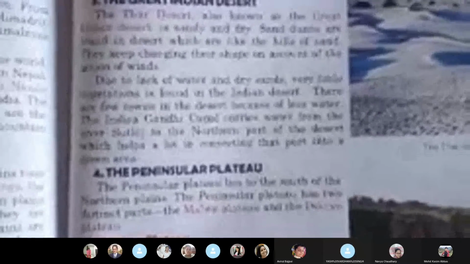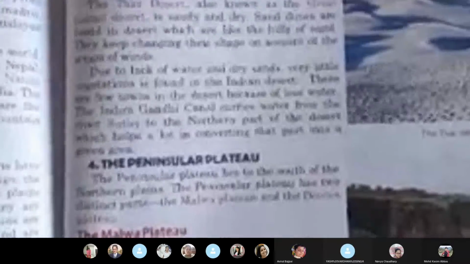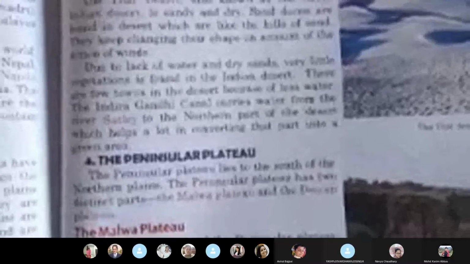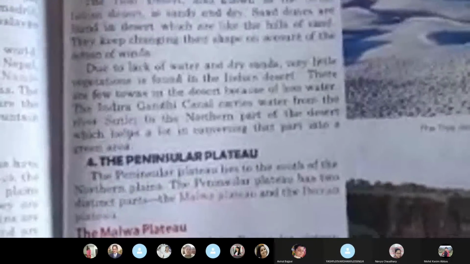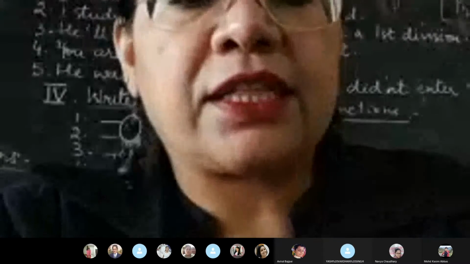The Indira Gandhi Canal carries water from the river Satluj to the northern parts of the desert, which helps a lot in converting that part into green area. So please, out here, you will be marking Indira Gandhi Canal, which has been built up over the river Satluj.